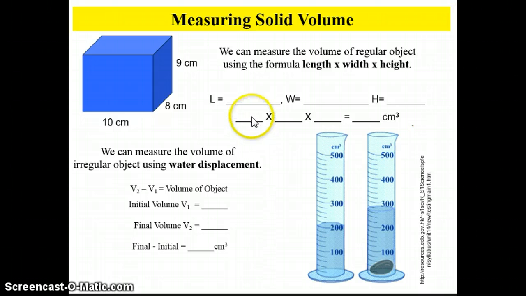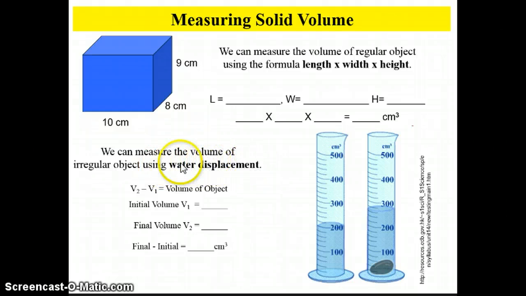Okay, so length is 8, width is 10, height is 9. Then you will put in the numbers to be multiplied: length times width times height, so 8 times 10 times 9. Go ahead and pause the video so that you can solve for the answer. What is 8 times 10 times 9 equal to? The answer should have been 720 centimeters cubed for the volume of that rectangular prism. 720 centimeters cubed.